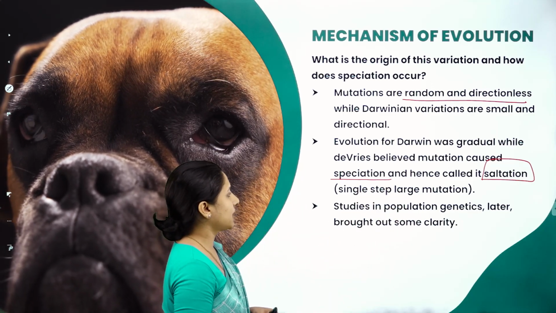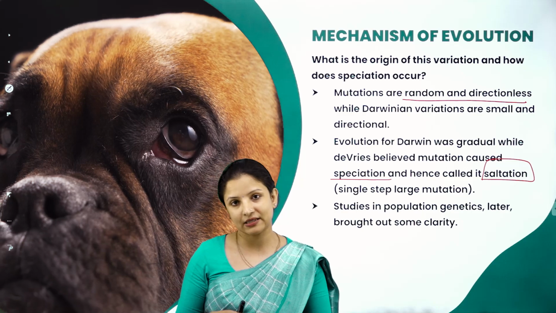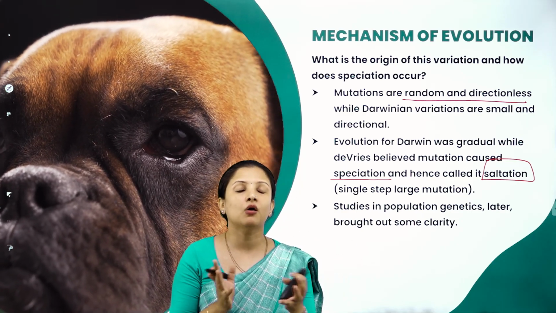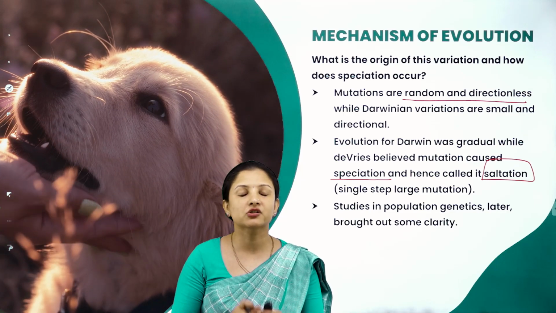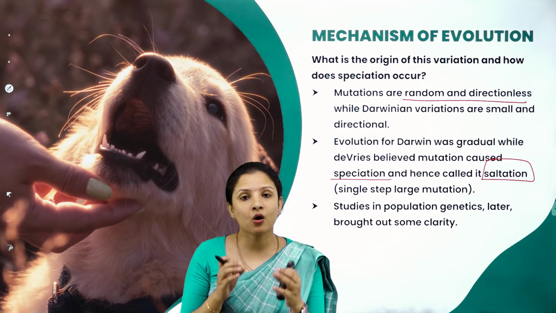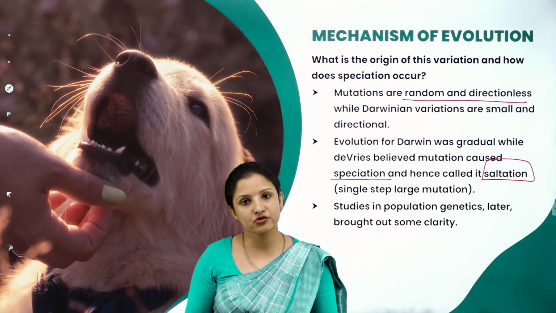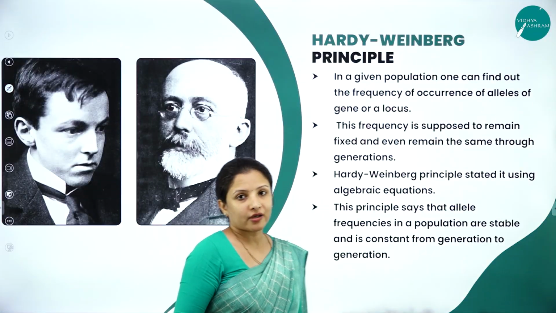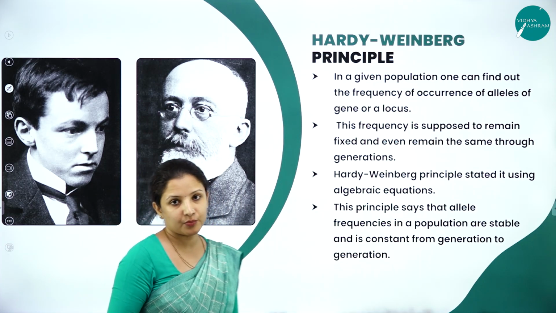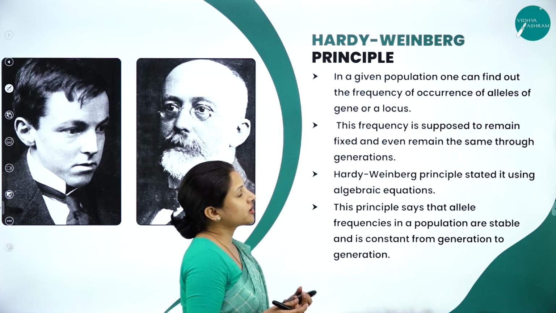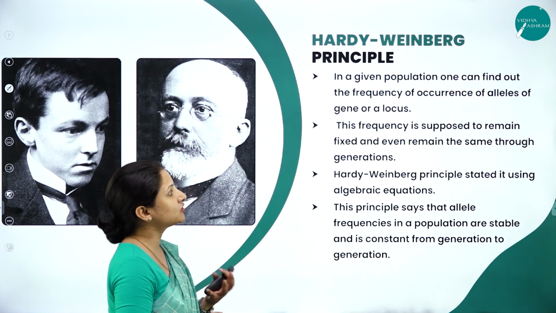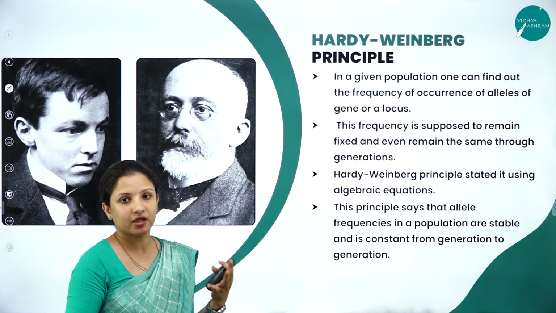Studies in population genetics later brought out some clarity. Always studying the genetics or genes of a particular organism in a particular population, which results in variation and speciation, always gives us a correct idea of how exactly the mechanism of evolution happened on this planet. So talking about the next topic, it is Hardy-Weinberg's principle. Hardy and Weinberg, two scientists, actually gave an expression to find out the frequency of occurrence of alleles or gene or a locus in a particular population.